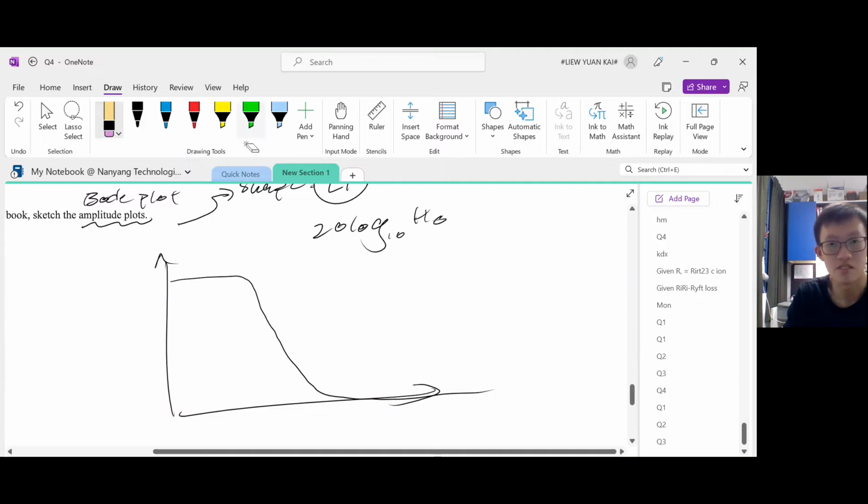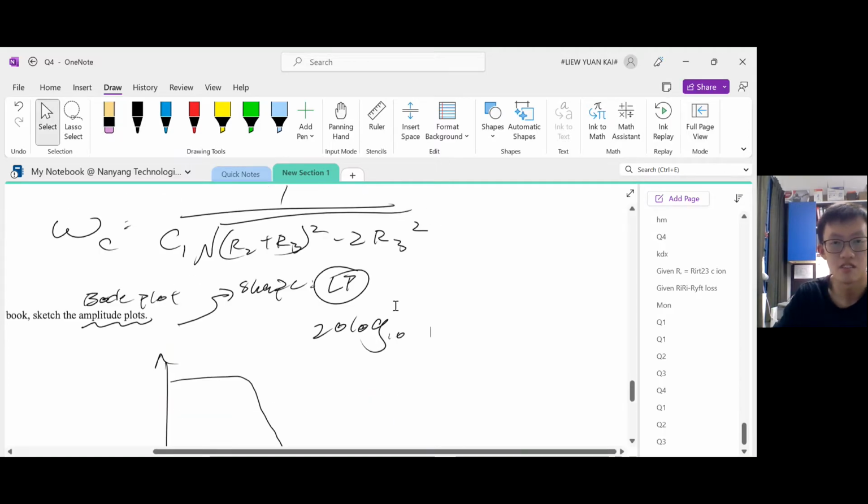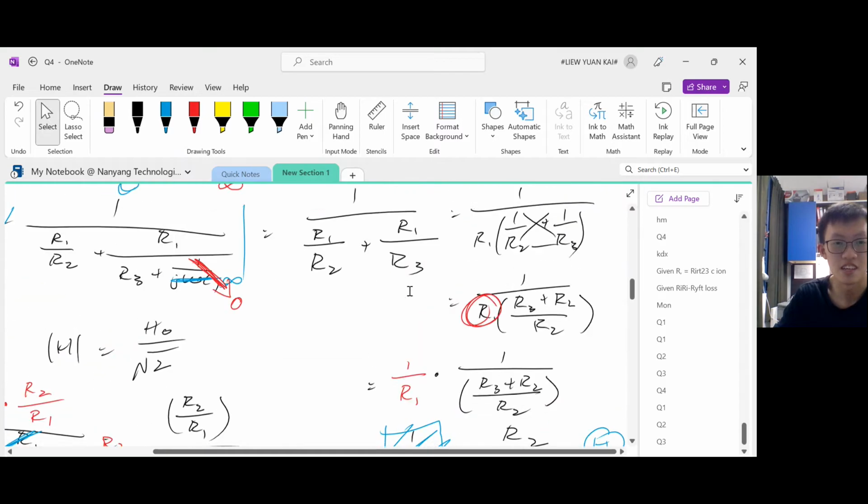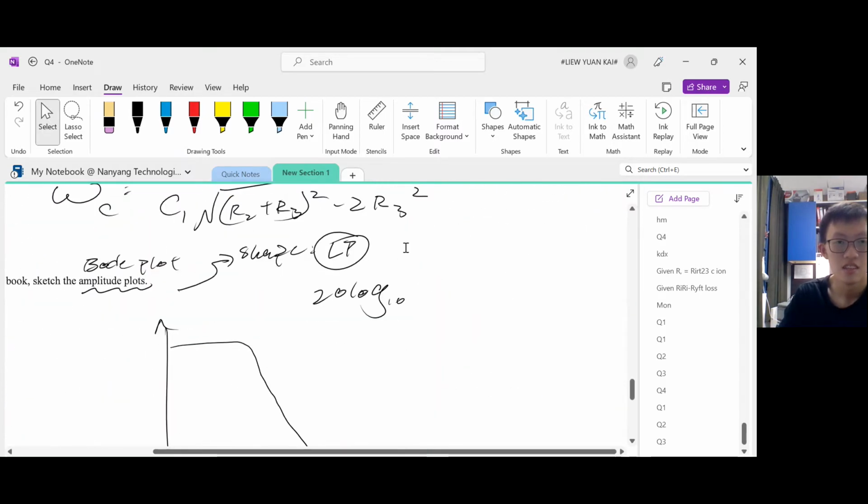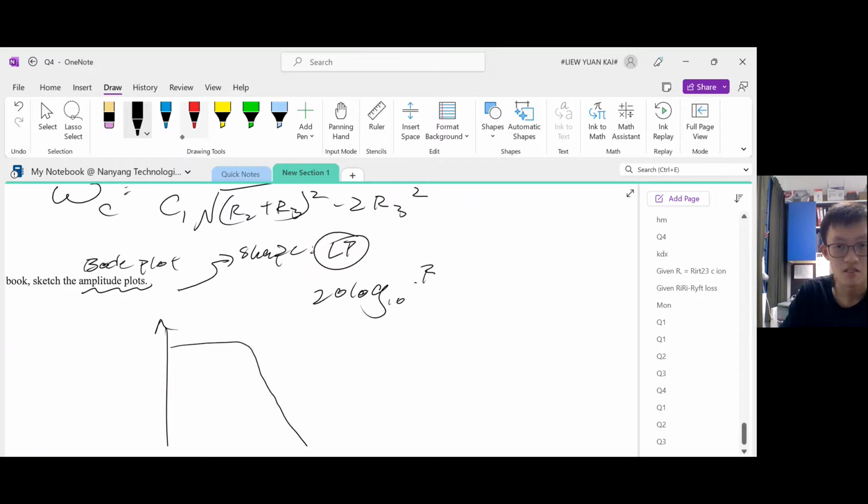And our H naught we got earlier was what? I forgot. R2 over R1, is it? Yeah, R2 over R1. They didn't give us any numerical values. So we'll just label here 20 log base 10 of R2 over R1.